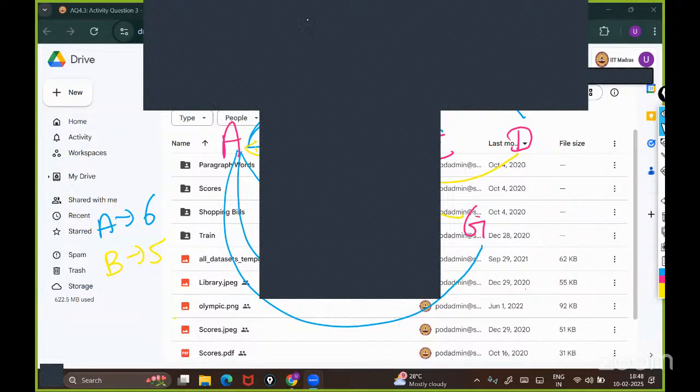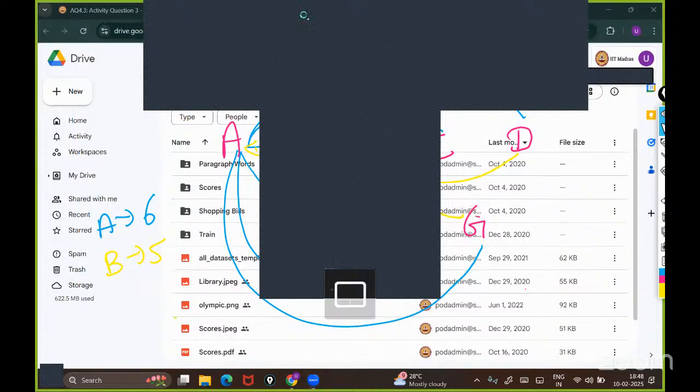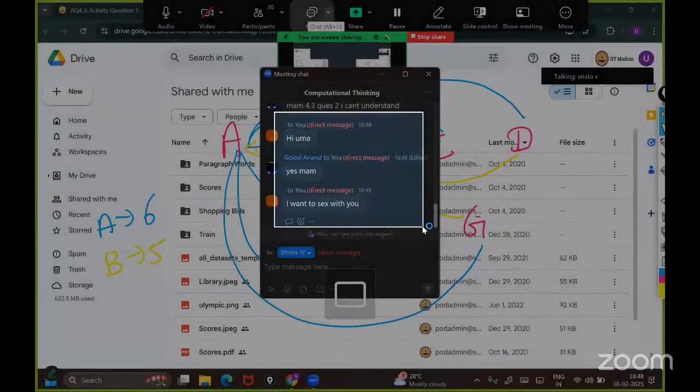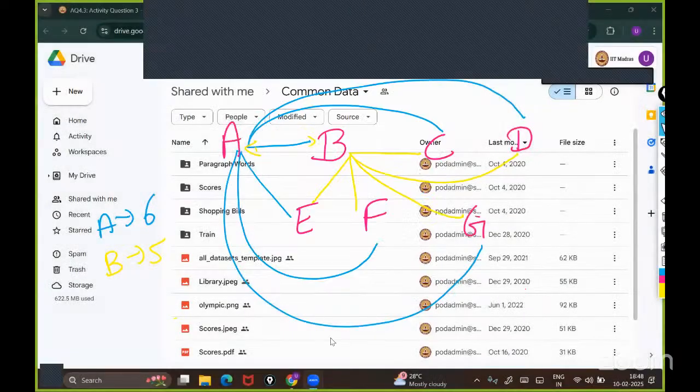Ma'am, can this be solved with set theory? Because ultimately we are making pairs. Yeah, bro, actually you can just use combinations also. Yeah, you can solve this question with set theory.